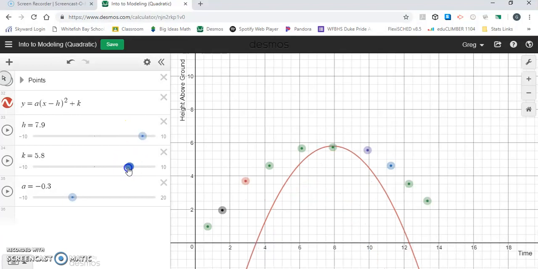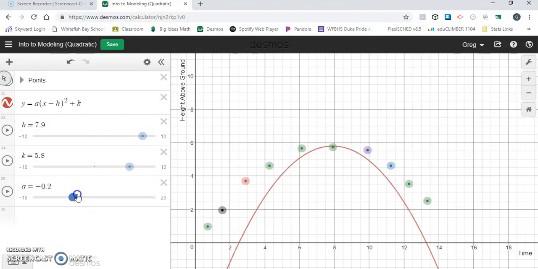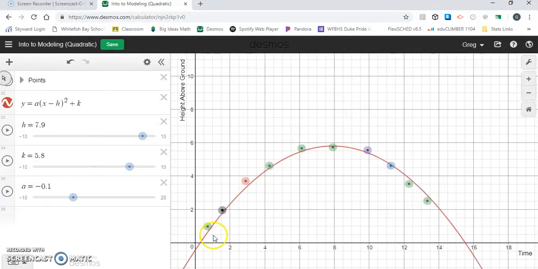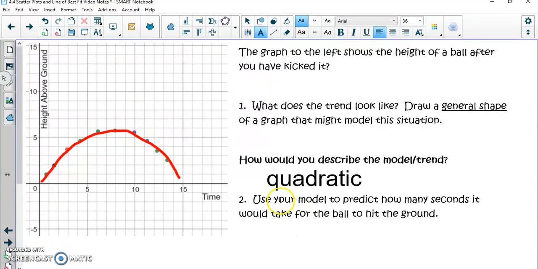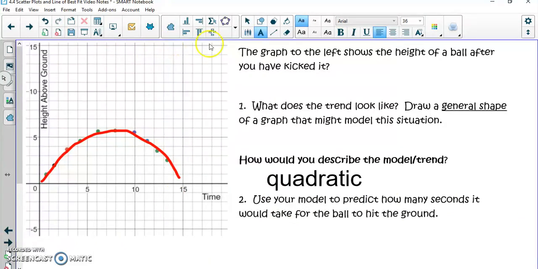What I can do is generally match most of the data points. Maybe I want it somewhere like negative, I don't know, I'm just playing around here, negative 0.15, maybe just negative 0.1. Now that doesn't work exactly, but it fits most of the data points. This is the general trend of the ball, right? It goes in the air, then starts to come back down. Once I have that general trend, I can use that model to predict when it would hit the ground, for instance.